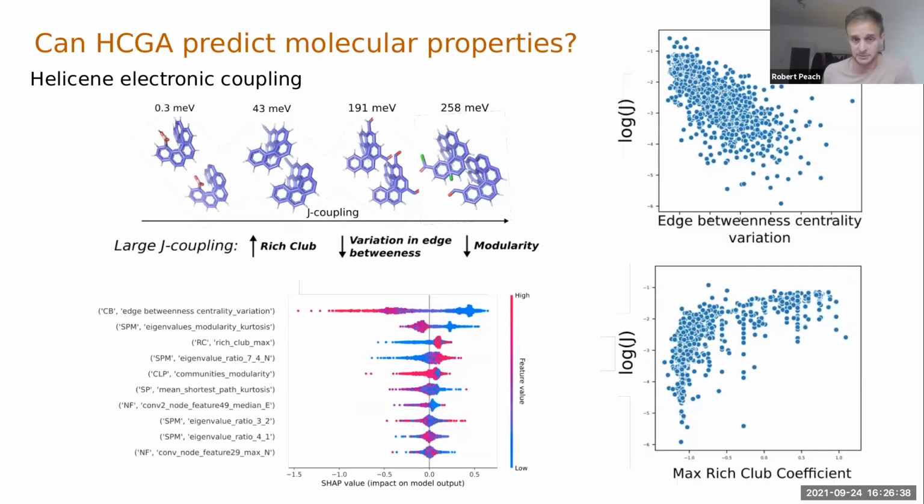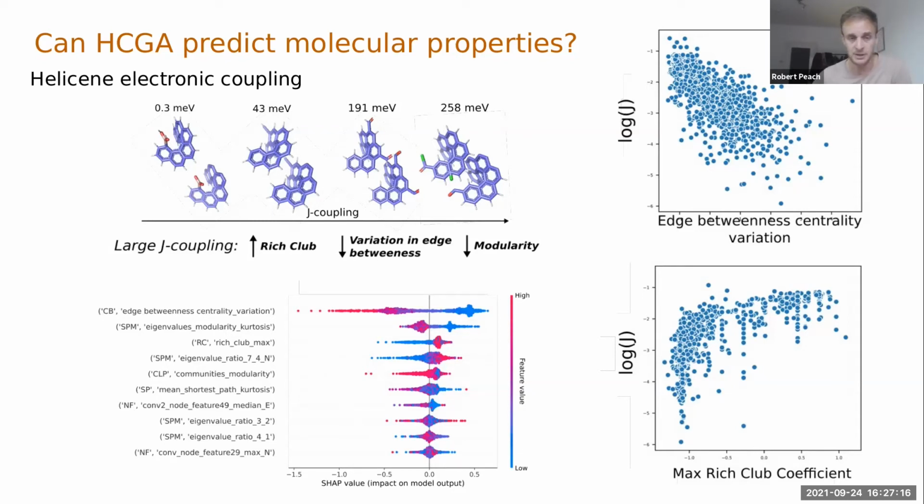Can we use it for different systems? I know this seminar is more neuroscience oriented, but a lot of the examples here are going to be not neuroscience based. Here we were looking at predicting molecular properties. We worked with some chemists at Imperial College that have been developing a data set on helicene electronic coupling. And we were trying to understand what features were important for predicting accurately the J coupling in helicene pairs.